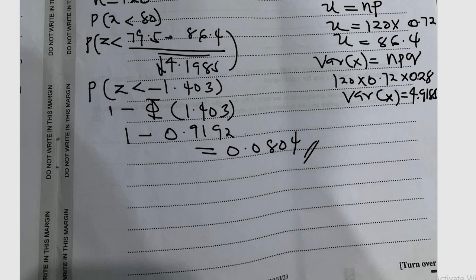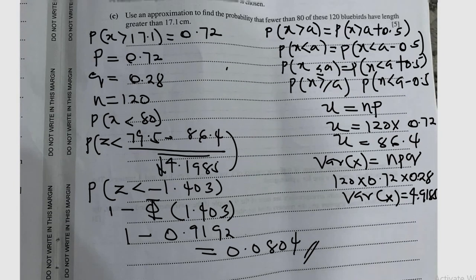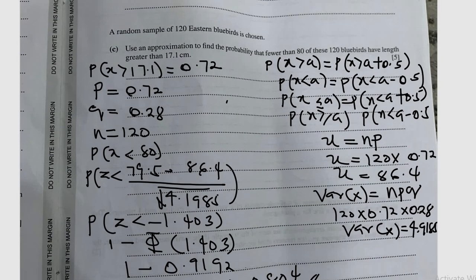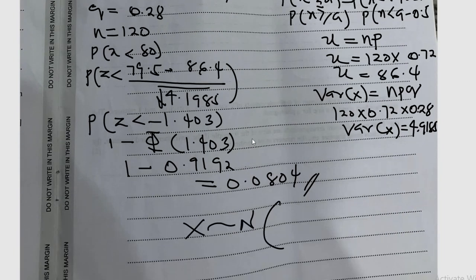Any questions should be welcome in the comment section. Which means the distribution can be written like this: it's normally distributed. If you convert it to normal, at the end of the day, the mean is 86.4 and the variance is 4.9185.